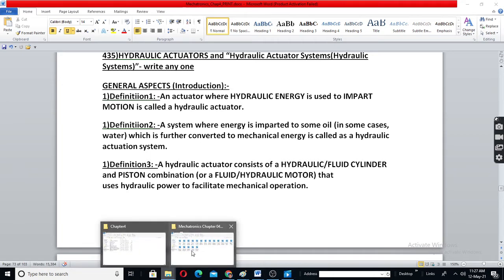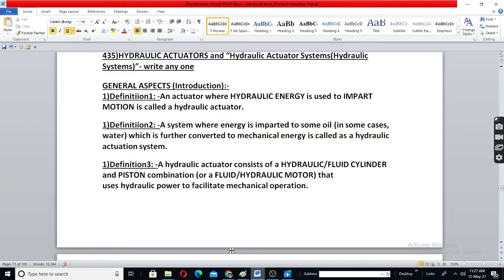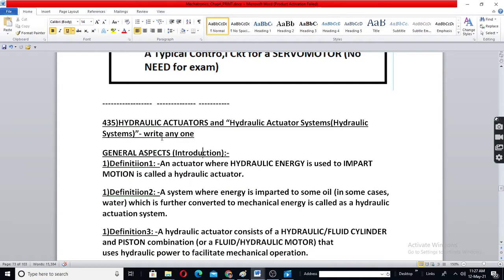Class 198 or 68, hydraulic actuators. Okay, and hydraulic systems means hydraulic actuator systems.